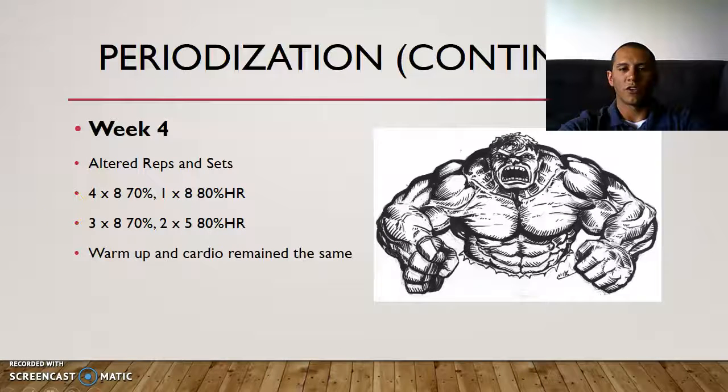Week 4, we start to alter the amount of reps and sets. So the previous week, week 3, he was performing 4 sets of 8 at 70% and 1 set of 8 at 80%. Now at week 4, we dropped it down to 3 sets of 8 at 70% and 2 sets of 5 at 80%. Warm-up and cardio remain the same. With fewer reps at 80%, it allows a client to not be as fatigued and feel stronger, and really notice that feeling that he's getting closer to his goal.